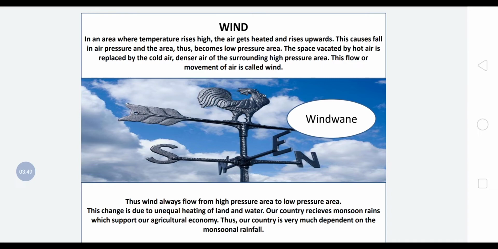Sea breeze and land breeze you all must have studied. Our country receives monsoon rains which support our agricultural economy, and thus our country is very much dependent on the monsoonal rainfall. About wind, this much is clear, I suppose. And yes, a wind vane is used to see the direction of the wind, in which direction the wind is blowing.